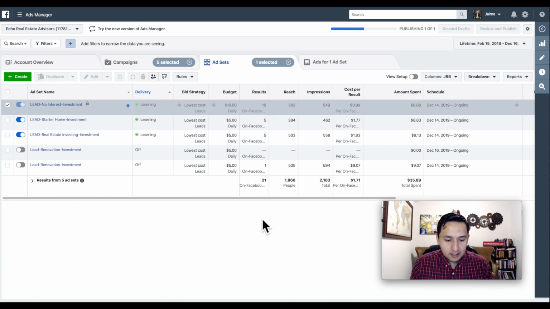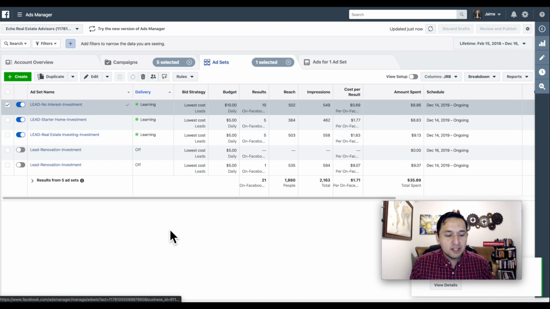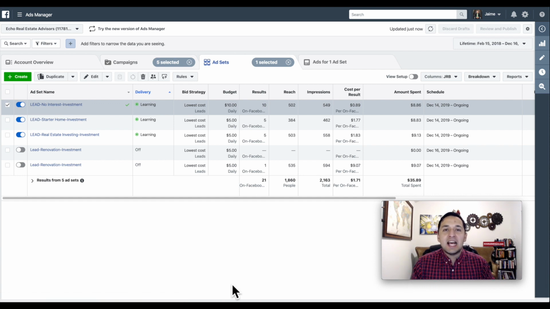Publish that, and it should approve very, very quickly. So we're off and running with the no interest, and since it's such a large audience, it's going to have no trouble finding where to use those $10 and allocate so we can continue getting leads.